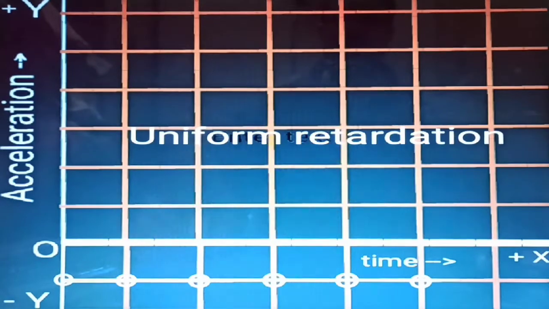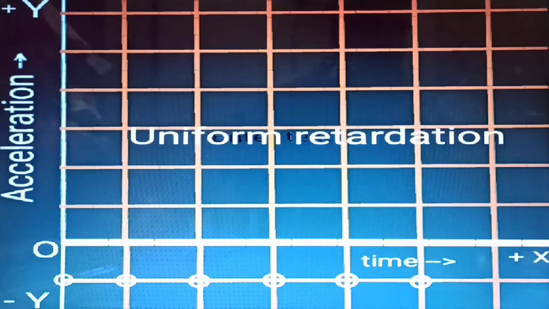Next, acceleration time graph for uniform retardation. Here the graph line is again parallel to the time axis and it is lying on the negative side of the y-axis. Now one more thing.